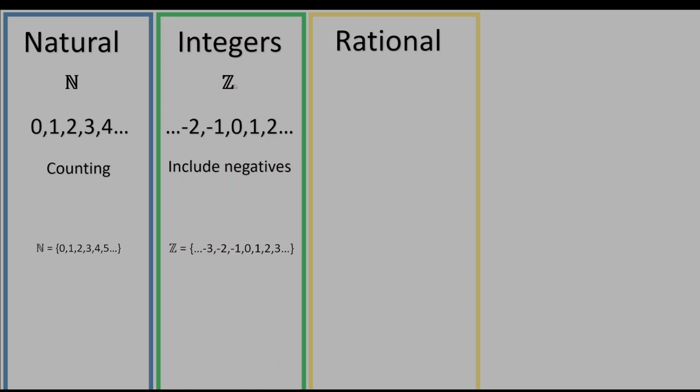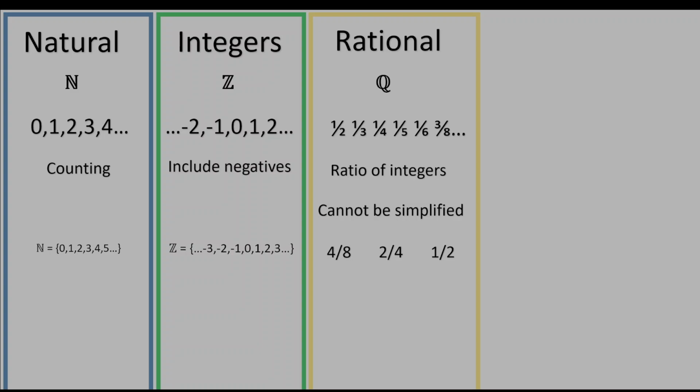Rational numbers, just remember these as being a ratio of integers. So there's the symbol for them, and as we've said, these are ratios or fractions. They are a ratio of integers. A key facet is that they can be simplified. So in this case, if we've got 4/8, then we can simplify that down to 2/4, or in this case, a half.